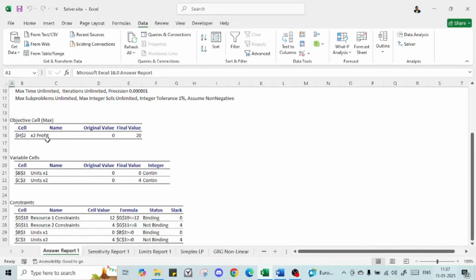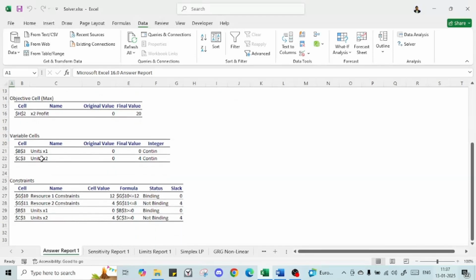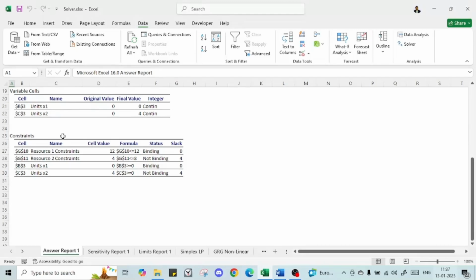The objective cell was profit. The original value was 0, there is no value, and the final value is 20. For the variable cells, X1 and X2, the original value is empty, and the final values are 0 and 4. Coming to the constraints, resource 1 constraint is 12 less than or equal to 12, and it has 0 slack. We used all resources, so that's why we have 0 slack. It's also binding, because any change in this kind of constraint will affect the entire equation and the values of X1 and X2.